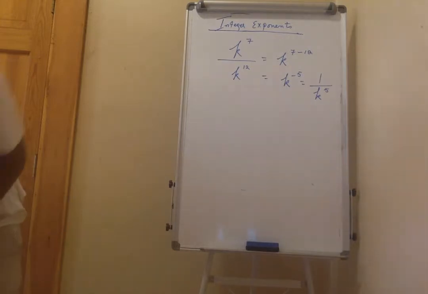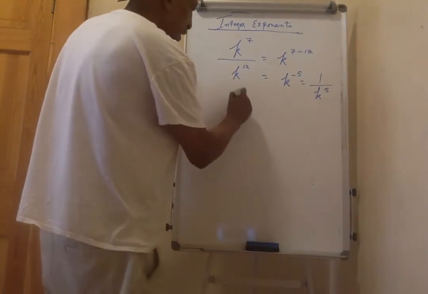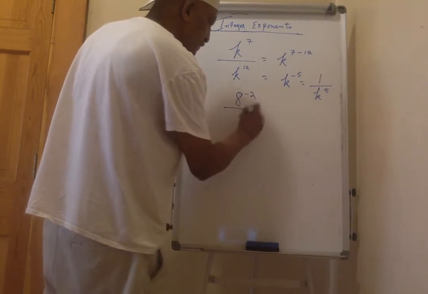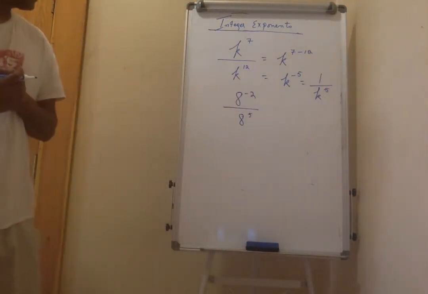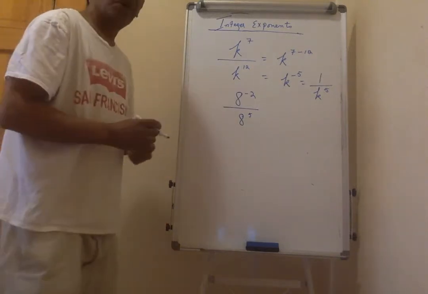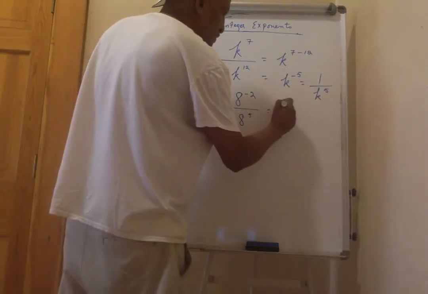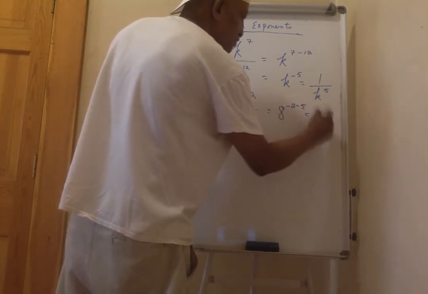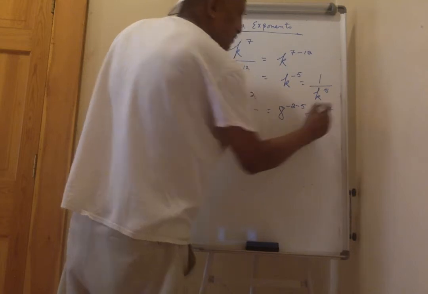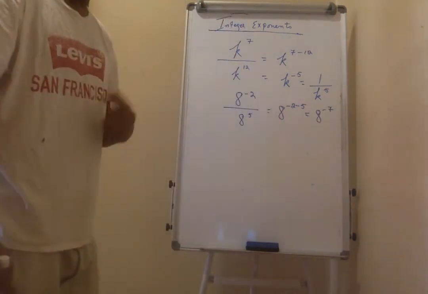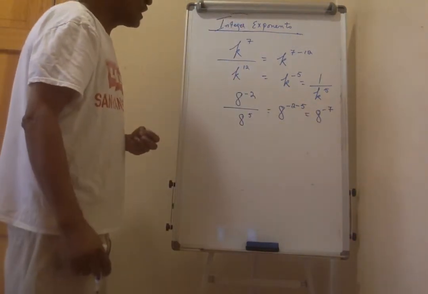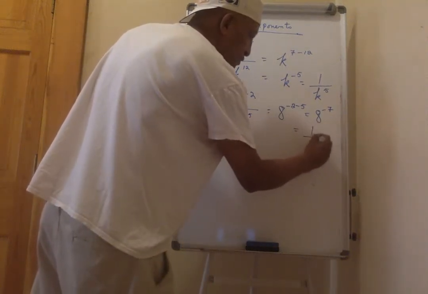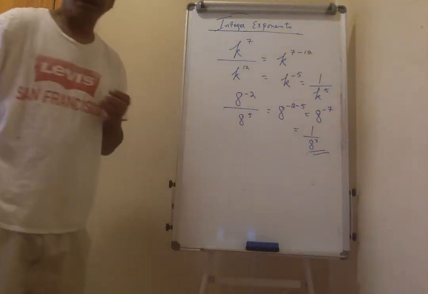So if I have 8 to the negative 2 over 8 to the 5th. Again, make sure the base is the same. So this would give us 8 to the negative 2 minus 5, which is 8 to the negative 7. Now go ahead and change the negative 7 into positive 7, meaning 1 over 8 to the 7.